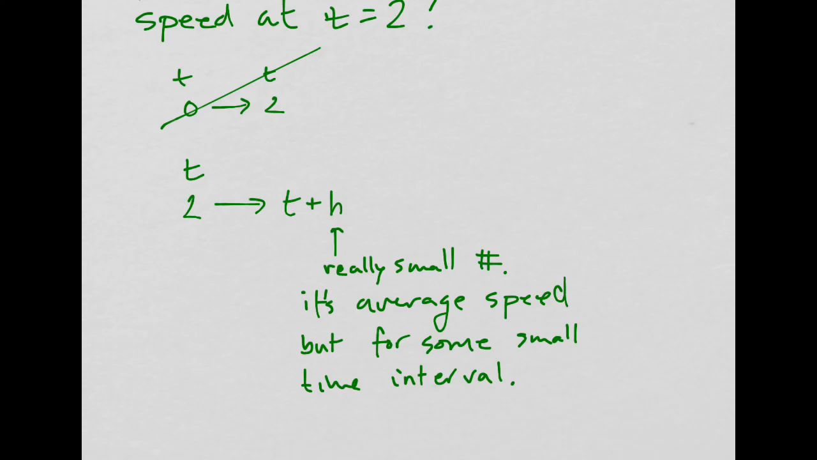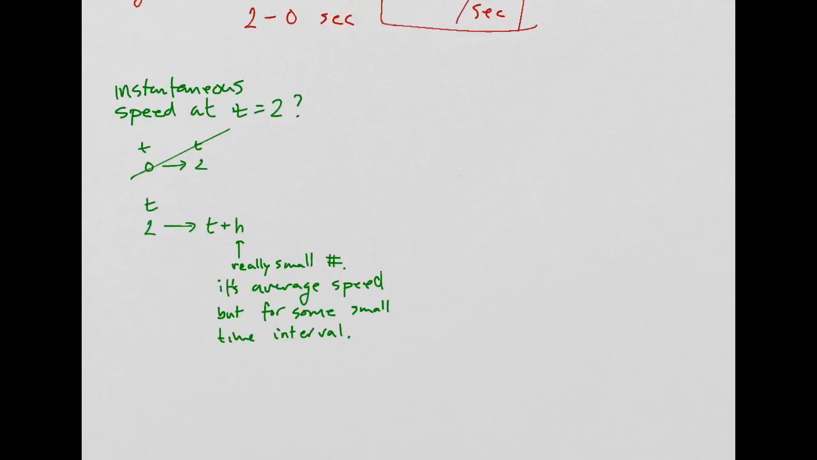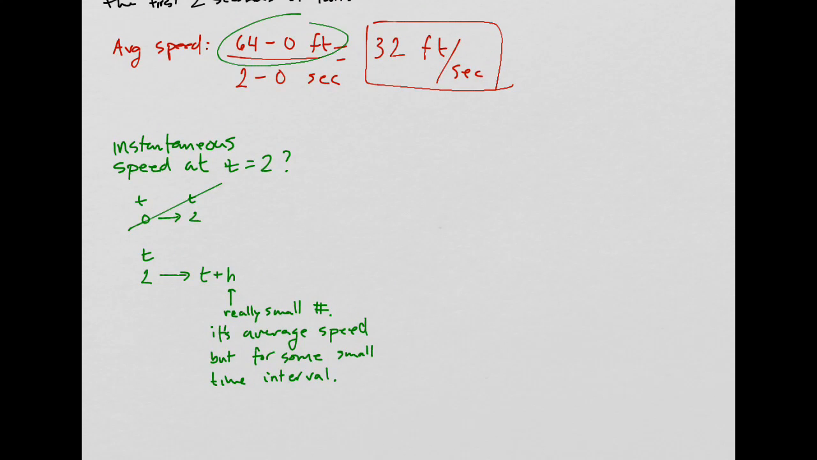This is where the idea of a limit comes in. If we let t go to 0, then it'll become instantaneous speed. But suppose we don't know what limits are yet. So let's rewrite this. I'm going to do the same thing up here.